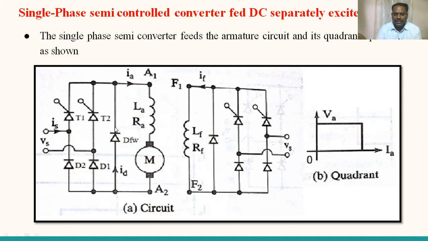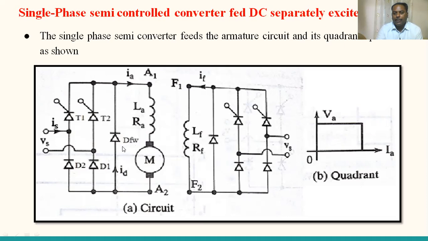So here, is there any parameter which was unknown for us? No, all the parameters are very clear. Vs is the source voltage, Is is the source current, T1, T2 are the control switches, D1, D2 are the uncontrolled switches, and DFW is the freewheeling diode which carries the freewheeling current ID. So this is the armature current which is coming from the source to the motor, and A1 and A2 are the armature terminals, and this one is the armature resistance and armature inductance, and this one is the motor.